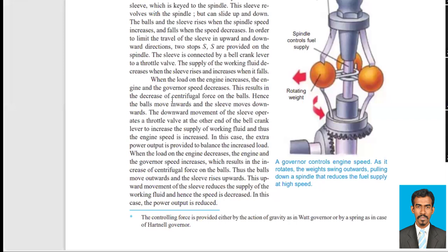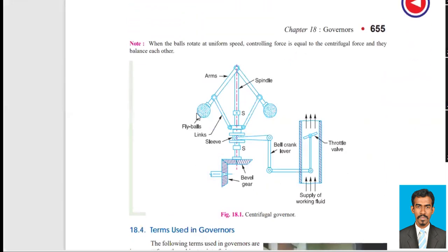This results in a decrease of centrifugal force on the balls. So we know if the load increases, the speed will decrease. If the speed decreases, then the centrifugal force will also decrease. If the centrifugal force decreases, as we have seen in the video, the balls will fall. Hence, the balls move inwards and the sleeve moves downwards. So if the load increases, the speed will decrease, the balls move inwards, and the sleeve falls downward.